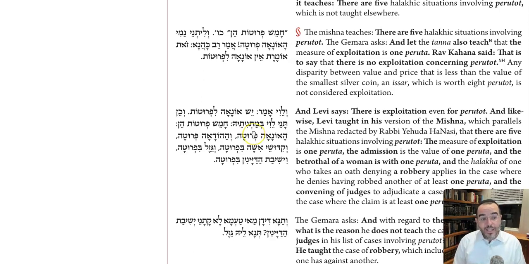And Levi, in his version of the Mishnah, actually has a different list of five. And in his list, it starts with Ona'a is a Peruta. So you see, that has it on his list. It also has Hoda'ah, which we have also. That's how we started with this list, is a Peruta. It also has Kiddushei Isha, which we had as well on top. And it has theft. In order to steal something, it has to be at least a Peruta. We had that in the Mishnah. And here, this one has, in order for judges to adjudicate a case, it has to be worth at least one peruta. If I come and claim, he stole from me half a peruta, the judges don't take that case.